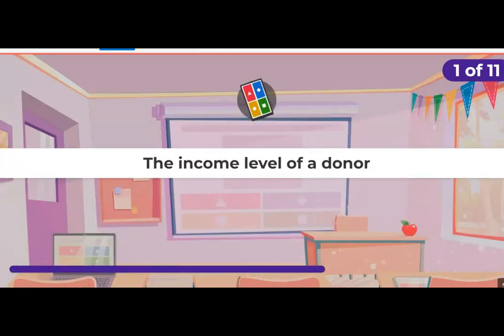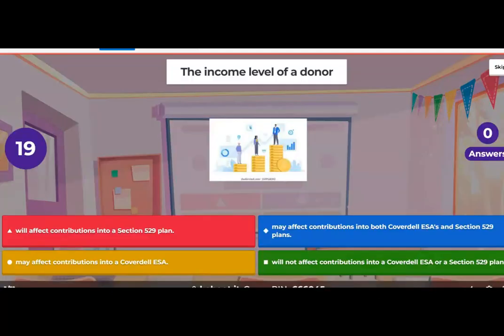The income level of a donor: A, will affect contributions into a Section 529 plan. B, may affect contributions to Coverdell ESA and Section 529 plan. C, may affect contributions to a Coverdell ESA. D, will not affect contributions to a Coverdell ESA or a Section 529 plan.